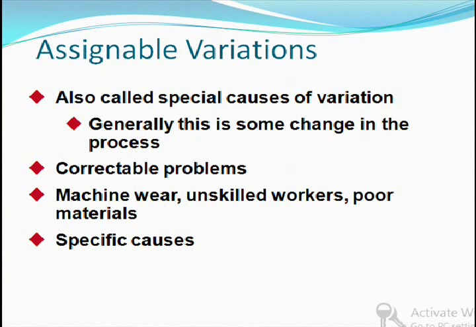Assignable variation, also called special causes of variation. Generally, this is some change in the process: correctable problems, machine wear, unskilled workers, poor materials, specific causes. In short, it refers to any factor causing variation that affects only some of the process output. They are often intermittent and unpredictable.